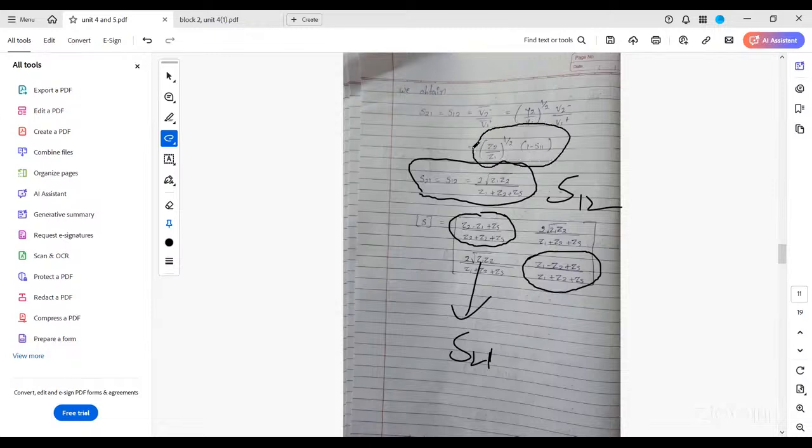Z2 by Z1 whole to the power of 1 by 2 times of 1 minus S11. So, if we substitute, we will get the final term as 2 under root of Z1 Z2 by Z1 plus Z2 plus ZS. This is the term, the S matrix for the series element.